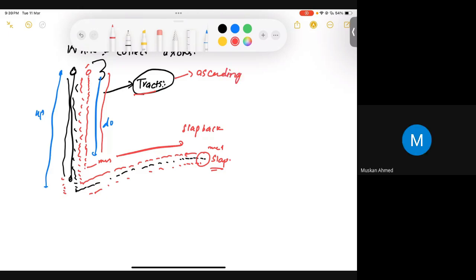We are further going to classify each ascending track. Don't worry about that. These are some general terminologies which I am discussing. Ascending tracks. And once your brain decides to slap back, it would come through descending tracks, which are going to initiate a motor response. So what's the function of descending tracks? They are motor in nature, while ascending are sensory in nature, right?